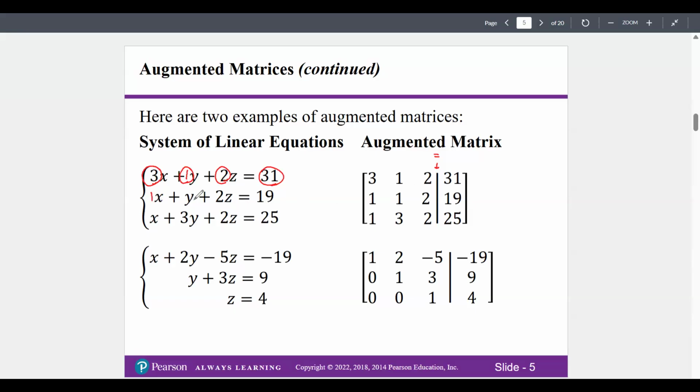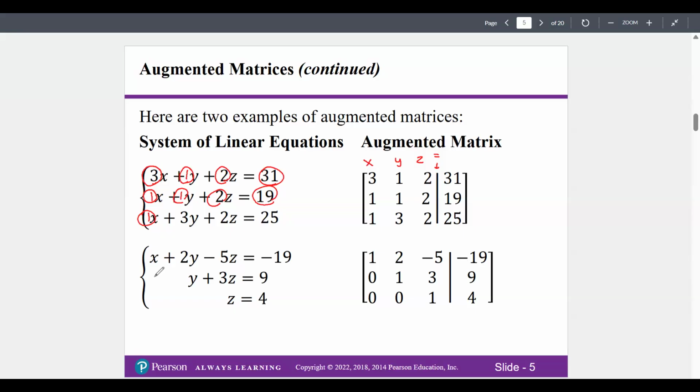If I had x plus y plus 2z equals 19, well, we've got a 1 in front of that x and y, so we'd write 1, 1, 2, and then we'd write 19. So this is supposed to represent your x's, your y's, your z's, and then what it's equal to. If I had this one, so then I have 1x plus 3y plus 2z equals 25, then I would write 1, 3, 2, 25.